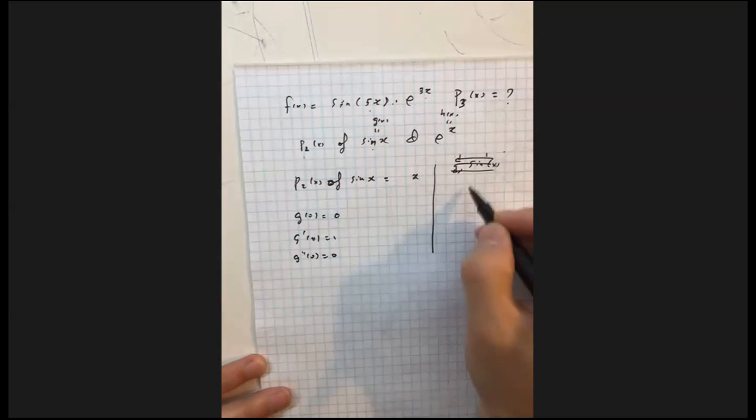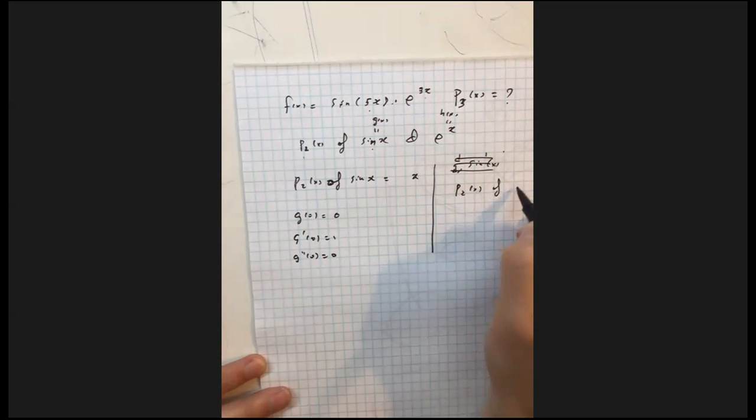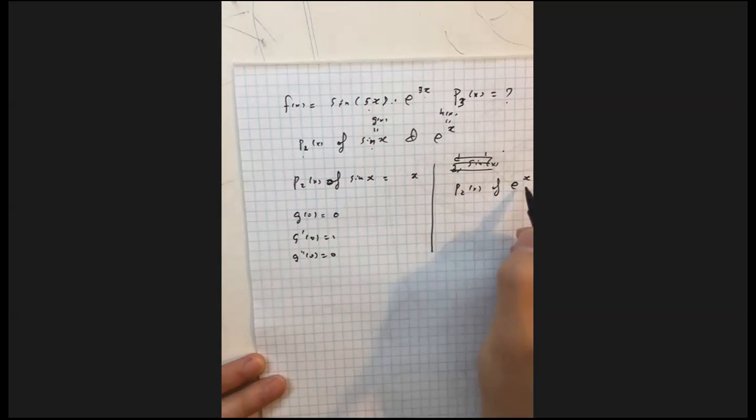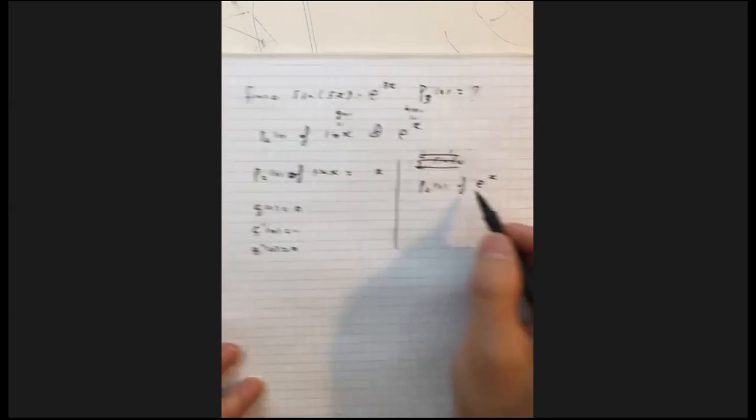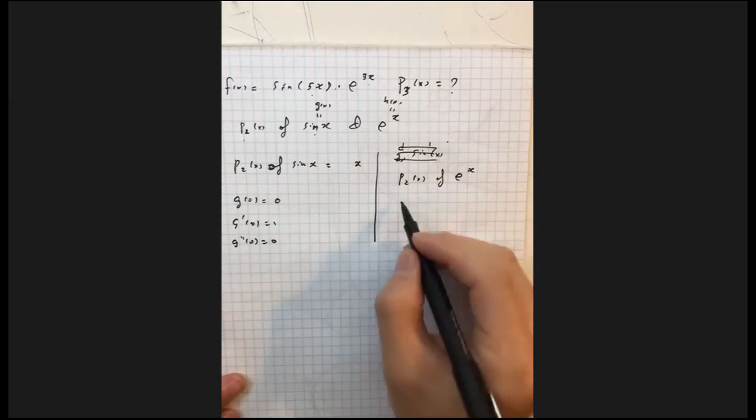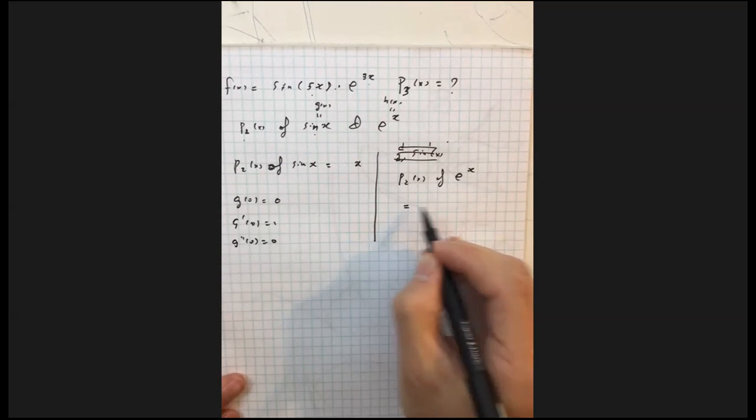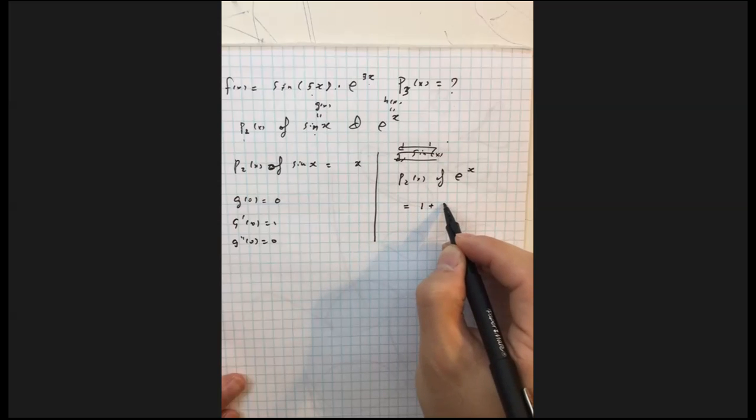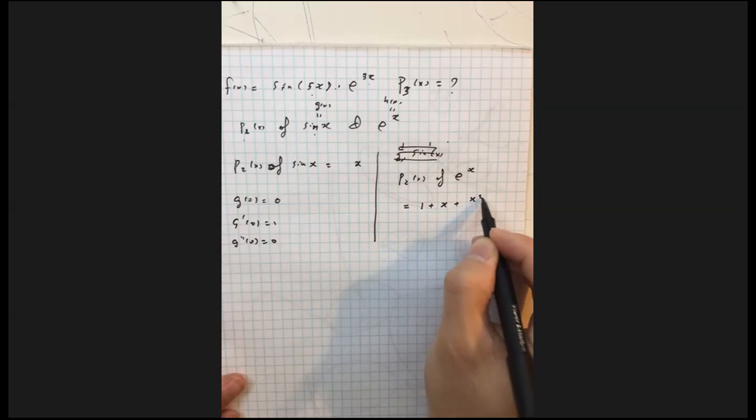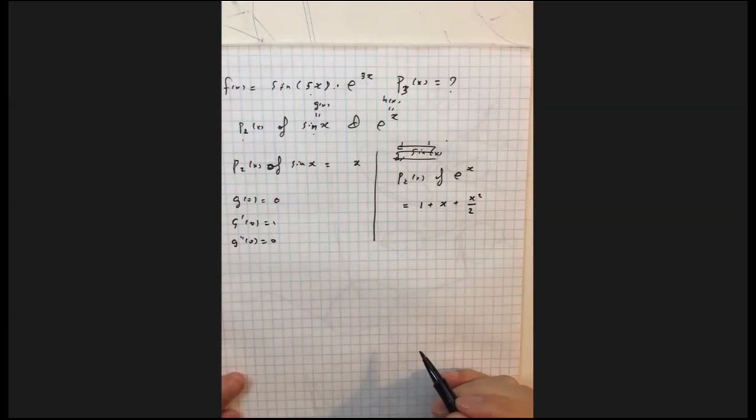Then what is the P2(x) of e to the x? When you differentiate e to the x, you always get e to the x every time, right? So the P2 of e to the x will be equal to 1 plus x squared over 2. That makes sense?